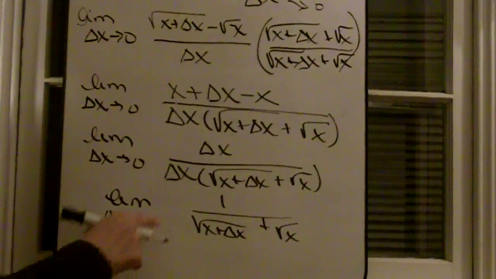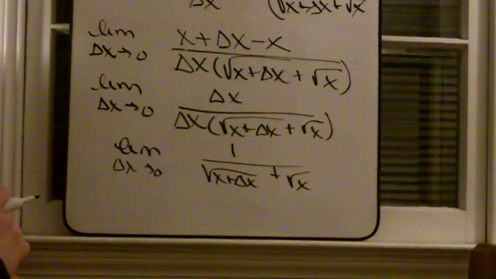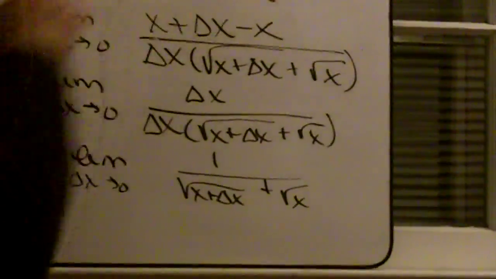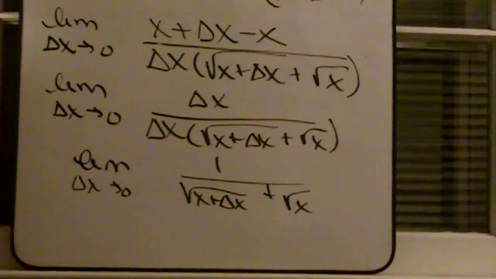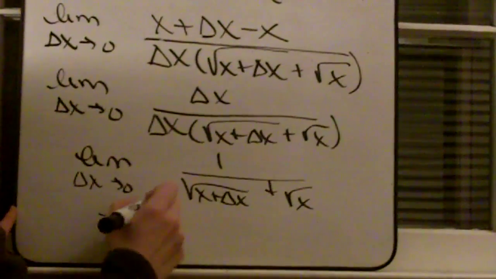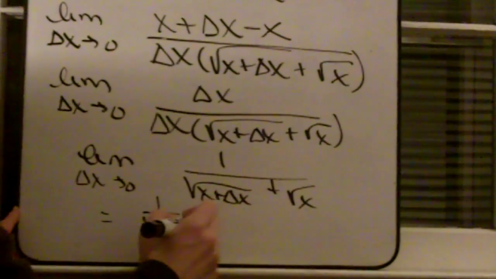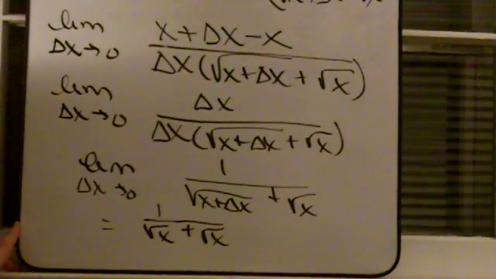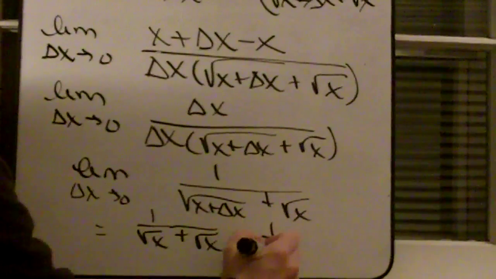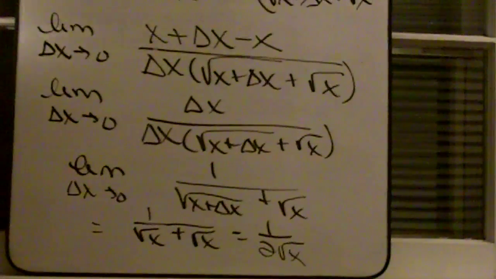At this point, now that I've divided out the issue that makes the numerator and denominator go to 0, I can plug in 0 for delta x and get 1 over the square root of x plus the square root of x, which is 1 over 2 square root of x, and that is the limit.